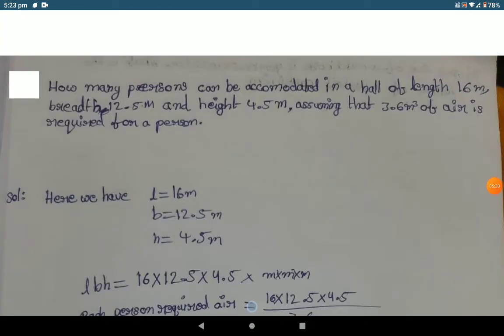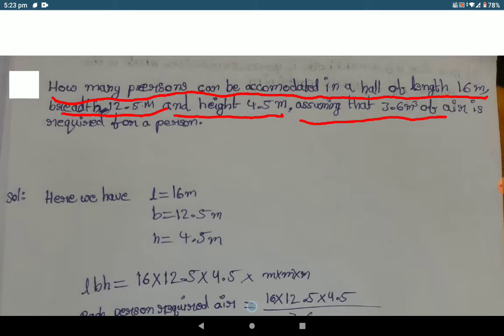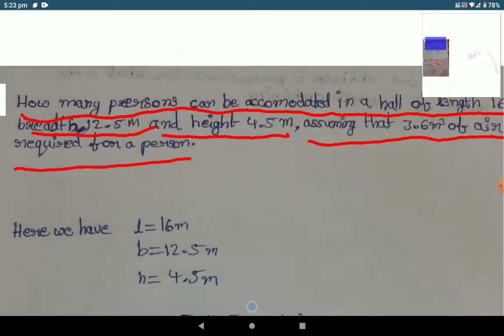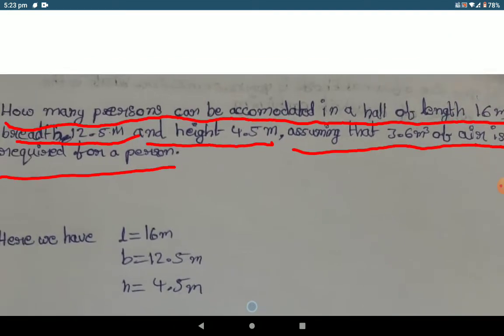So next one: how many persons can be accommodated in a hall of length 16 meters, breadth 12.5 meters and height 4.5 meters, assuming that 3.6 meter cube of air is required for a person. They are asking how many persons can be kept inside a hall. It is similar to the previous problem.